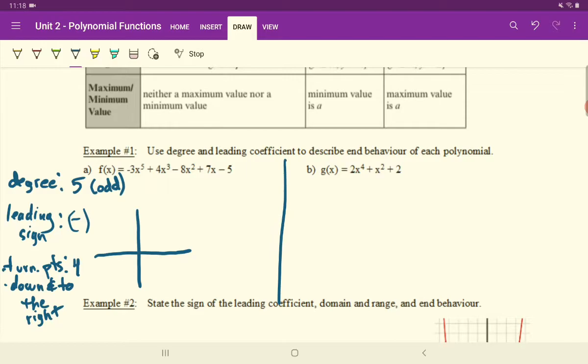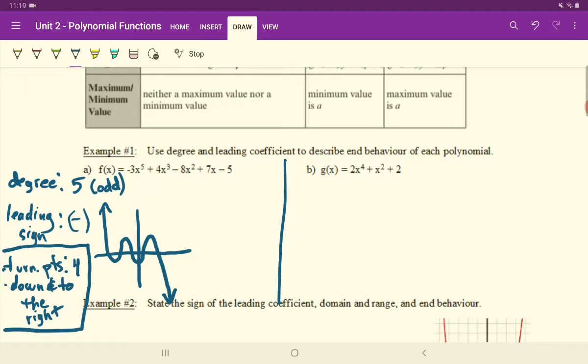But I think we're ready to do something like this where we analyze how many turning points we have, 1 less than the degree. I know that because it's an odd degree polynomial function, I'll have opposing end behaviors, okay? And since the leading sign is negative, it goes down and to the right. So let's draw something that goes down and to the right with 4 turning points. So start up here. 1, 2, 3, 4. Okay.